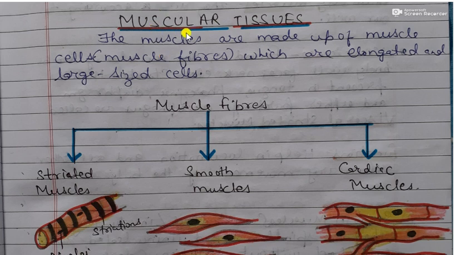The muscular tissue comprises all the muscles which are present in our body. The muscles are made of muscle cells, which are also called muscle fibers. The muscle cells are elongated and large sized cells. Muscle cells or muscle fibers are divided into three types, or we can say muscles are of three types: striated muscles, smooth muscles, and cardiac muscles.